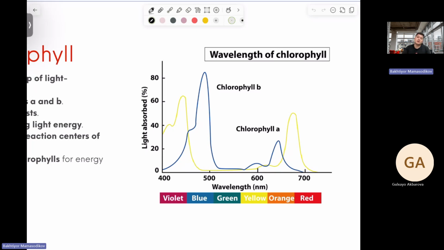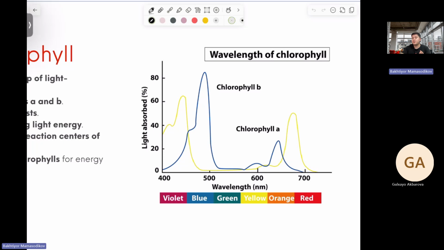It's the main pigment that converts the light energy to the chemical energy, and chlorophyll B absorbs the blue light at the spectrum between 450 and 500 nanometers, and it absorbs the orange range, orange and the red, which is between 640 and 660 nanometers.